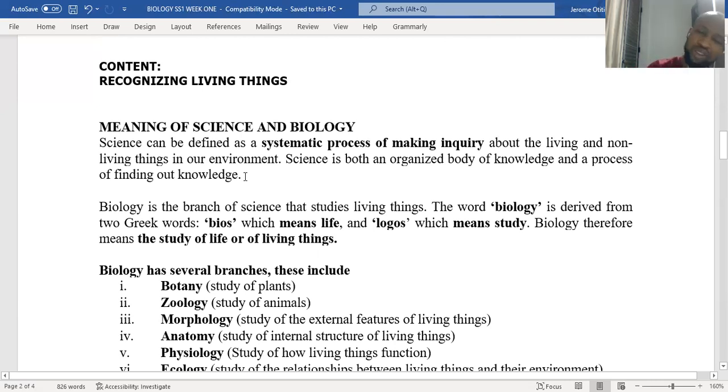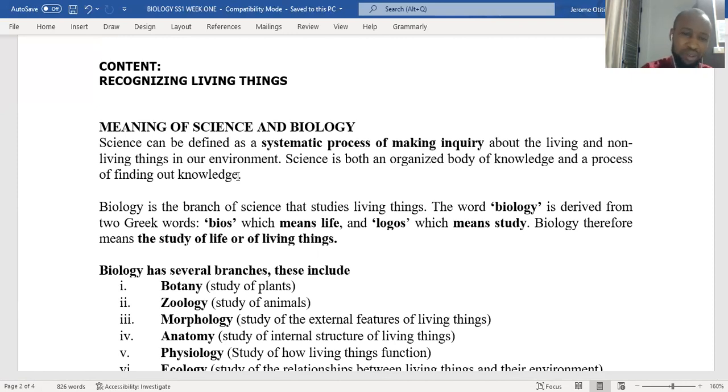Scientists do not accept things the way they are. They want to know, why is this thing like this? Why is it behaving like this? Why is it like this? That is what scientists do. So science is a body of knowledge that makes inquiry about knowledge.